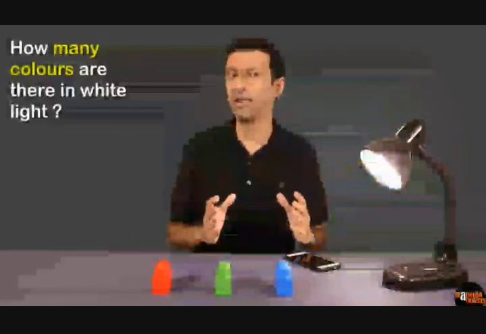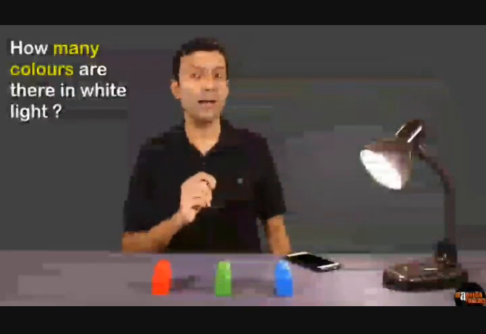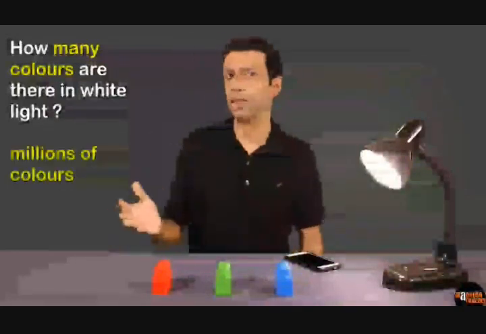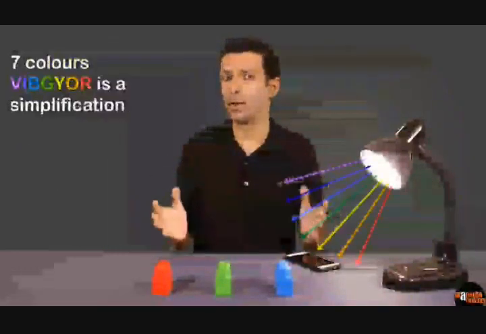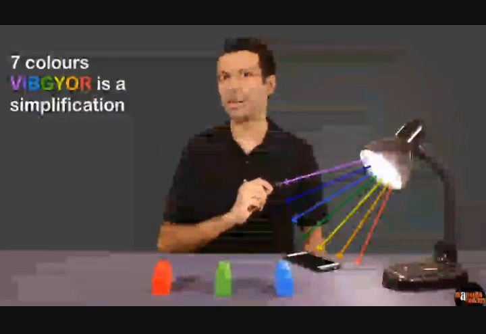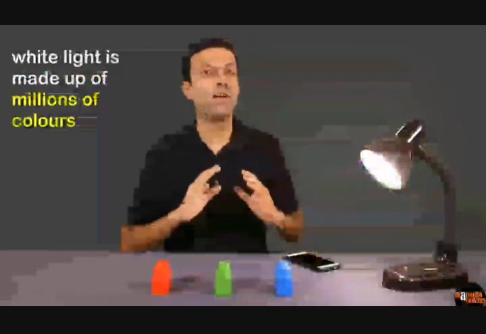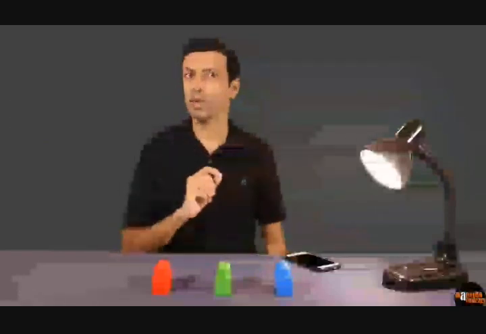But do you know how many colors there are actually in white light? That's right. The correct answer is white light contains millions and millions of colors. You may have heard of the 7 rainbow colors or the VIBGYOR colors, but that's just a simplification. White light is made up of millions and millions of colors.